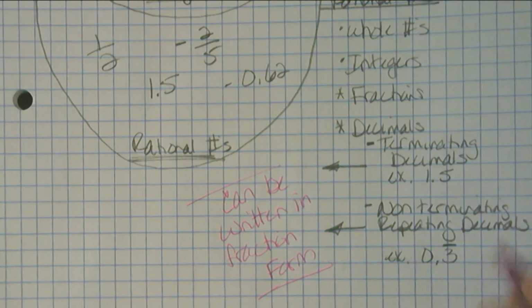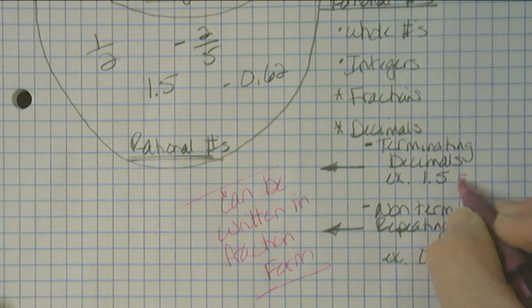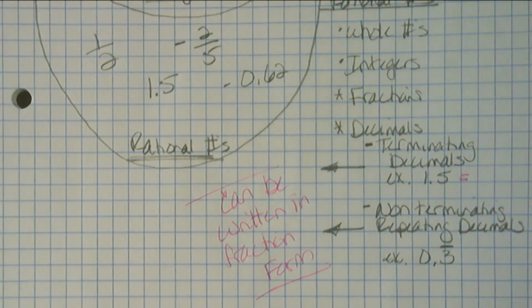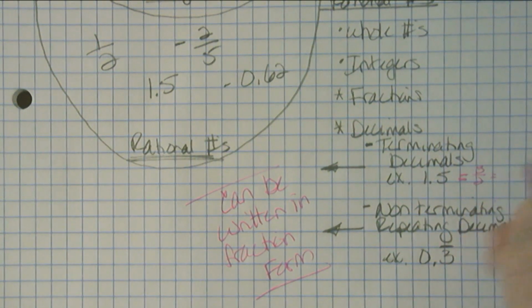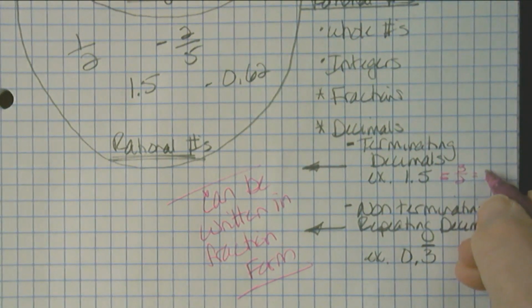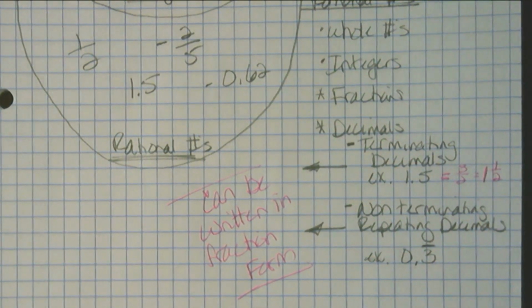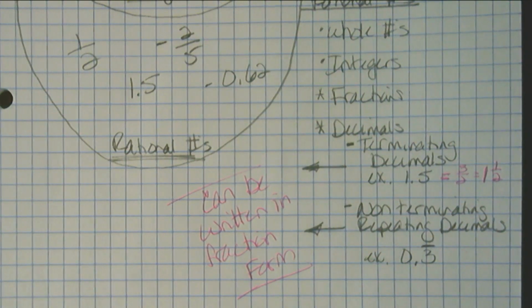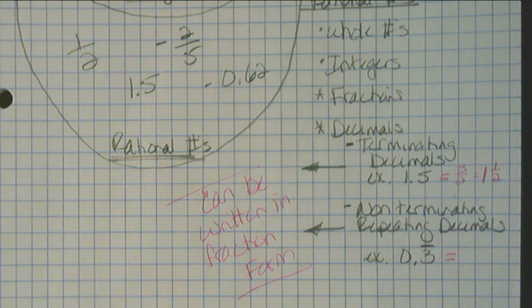All right, what is 1.5 as a fraction? What is 1.5 as a fraction? Amanda? 3/2. How else can I write that as a fraction? Ada? Well, isn't that 1 1/2? Wouldn't that also be it? Yeah? All right, what is 0.3 repeating as a fraction?